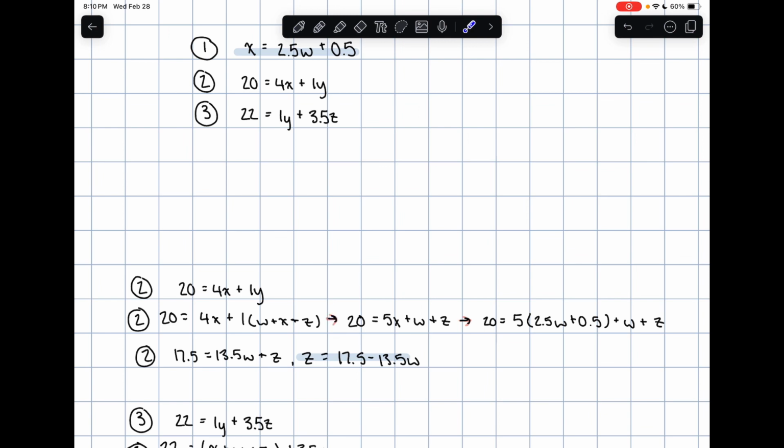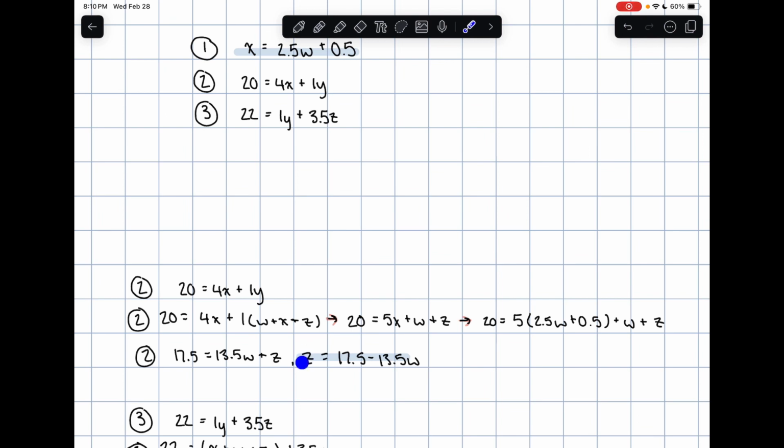From there, we can simplify and add like terms, and then we get to this step, where if you notice, from equation 1 up here, we're able to plug in for x. So now we have 20 is equal to 5 times the quantity of 2.5w plus 0.5 plus w plus z. Once again, we're going to distribute and simplify our equation, and we're going to get to 17.5 equals 13.5w plus z. Next, we want to write this equation in terms of z.